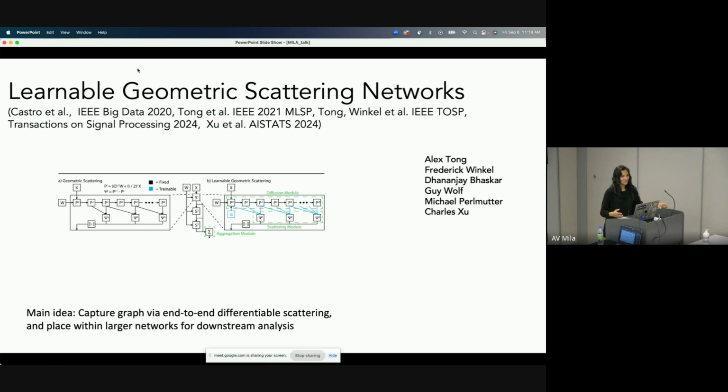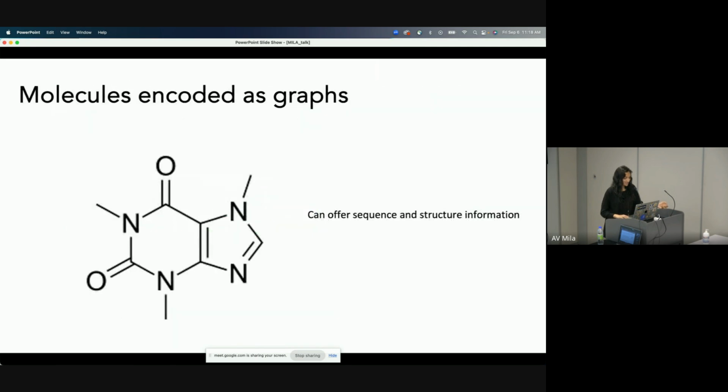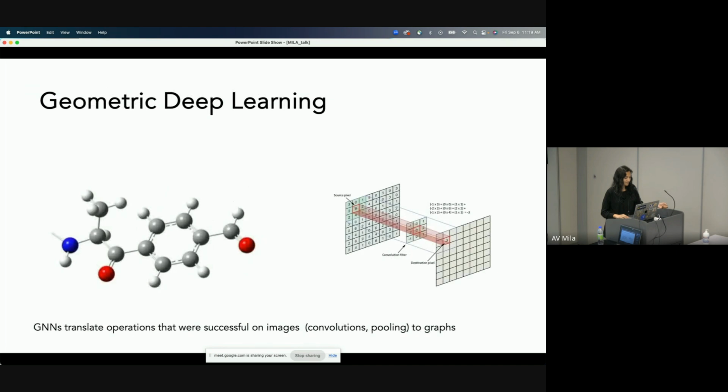So we created an alternative to graph neural networks that we've been working on over many, many years, with the latest iteration of this being something called BlissNet that was published earlier this year in AI Stats, and learnable geometric scattering, which I'm going to cover, whose latest version was published earlier this year in Transactions on Signal Processing.